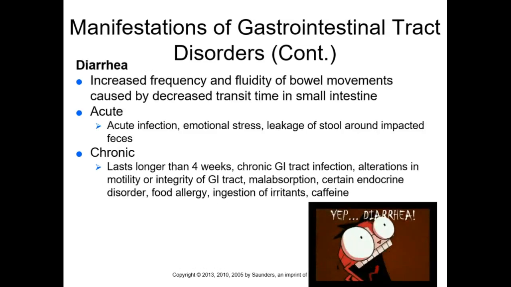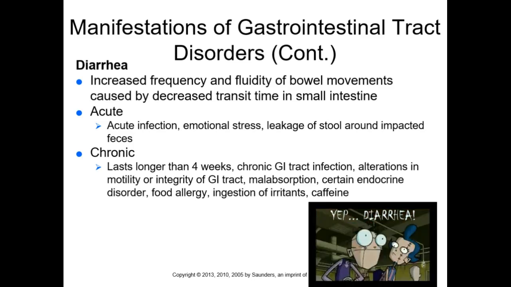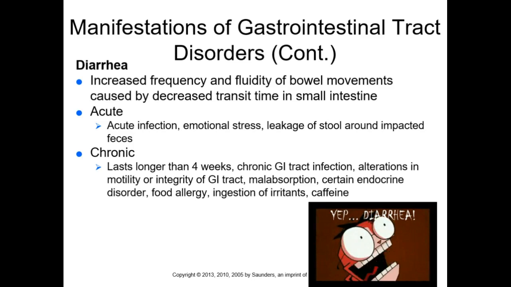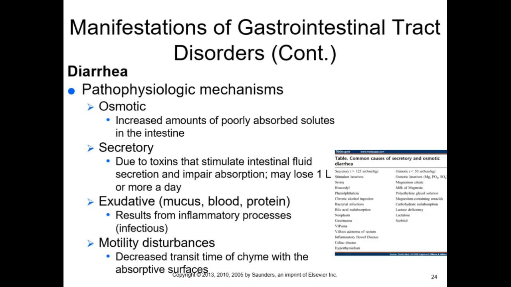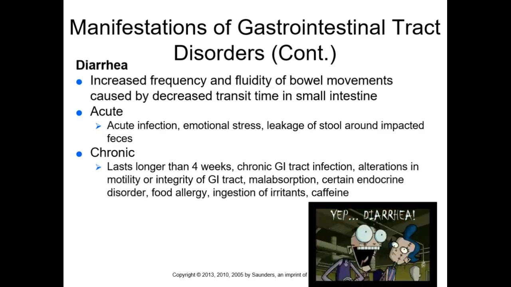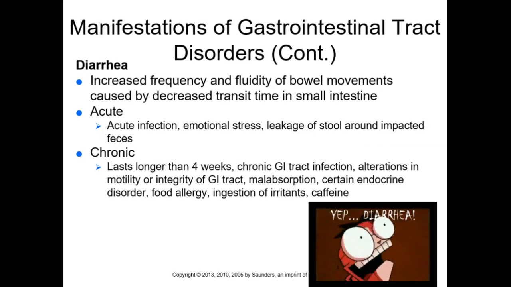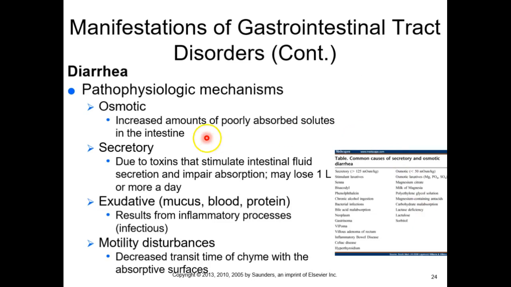And then, of course, the opposite of constipation is going to be diarrhea, increased frequency and fluidity of bowel movements from any number of causes. And here's some causes. Anybody Invader Zim? No? Yeah, good stuff.